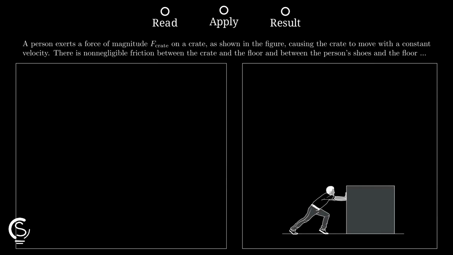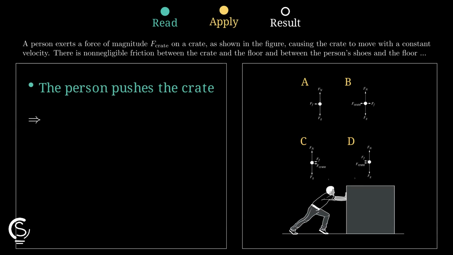Start with the interaction. The person pushes the crate, so the crate pushes back on the person in the opposite horizontal direction. That backward push must appear on the person's force diagram. Because the person moves with constant velocity, the net force on the person is zero. So horizontal friction from the floor must balance that backward force from the crate exactly.